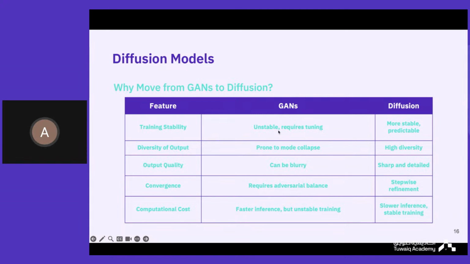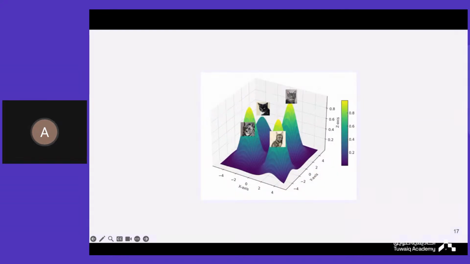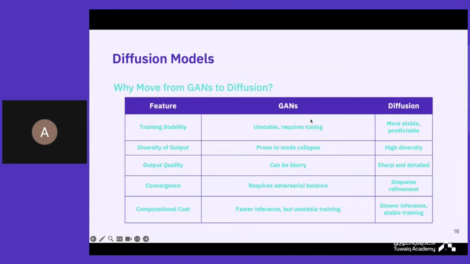And also the diversity of the output. GANs are actually prone to mode collapse. Mode collapse, if you look at this image, if you consider these peaks as modes, what would happen sometimes in GANs is that they would collapse and they would generate the same output, or generate just a specific type from our distribution, failing to diversify the output. And this is also one other limitation of GANs. As for diffusion, it has more modeling capacity, so it can output more diverse outputs.